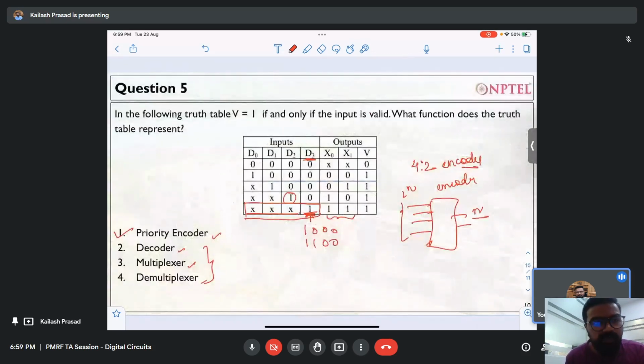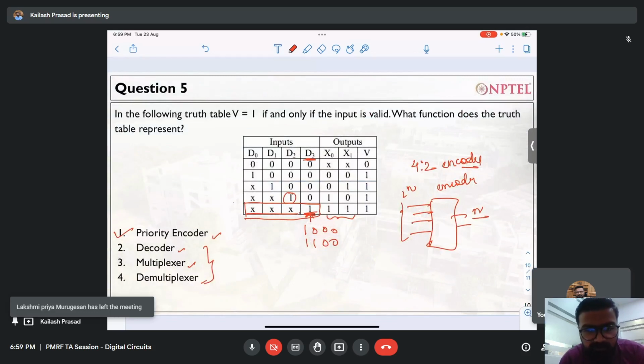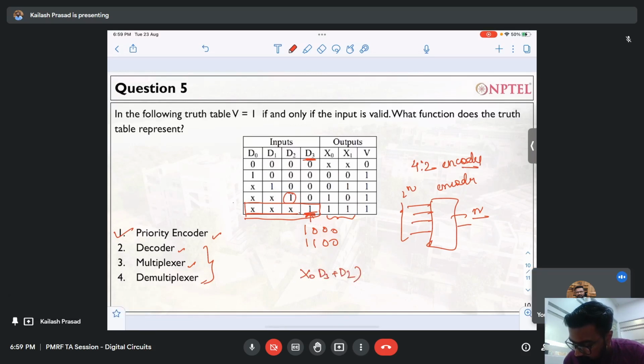So this was the last. X0 is equal to D3 plus D2. And X1 becomes D3 plus D1 D2 bar. Okay, one minute. X0 is equal to d3 plus d2, and x1 is equal to what? D3 plus D1 D2 bar. D3 plus D1 D2 whole bar. No, sir, it's only for D2. Only D2 bar.